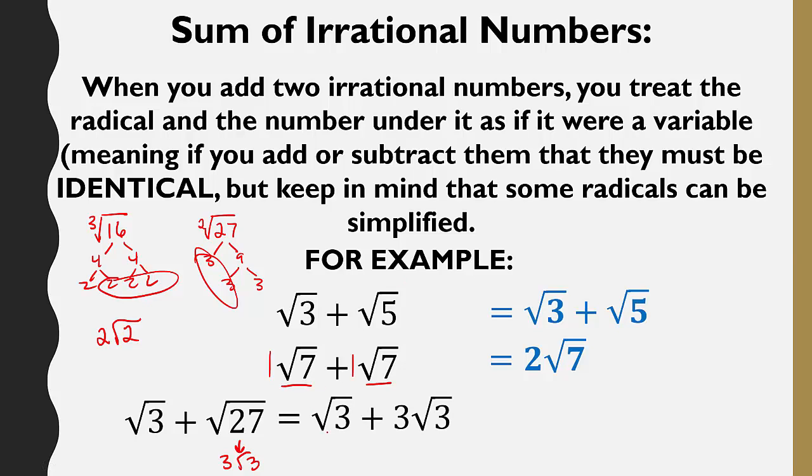And now we have similar numbers. We have the same numbers under the radical. And remember, this is the same as having a 1 out in front. So we just add the numbers in front, and we get 4 radical 3.